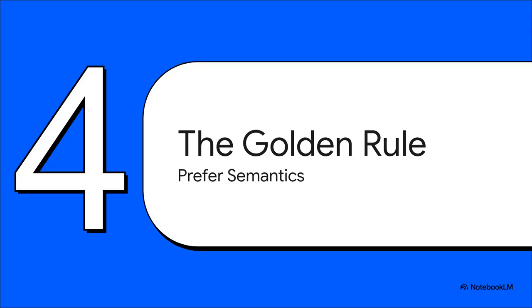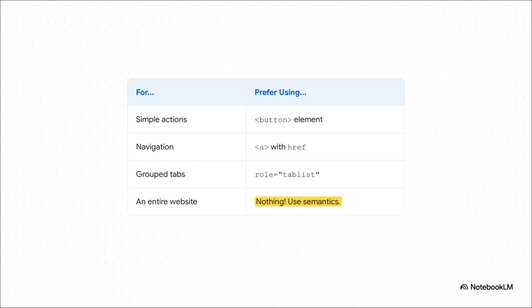So if role equals application is almost always the wrong tool for the job, what's the right one? Well, the answer, like it so often is in web dev, is to just get back to the basics. Instead of trying to reinvent the wheel, it's so much better to use the tools that are designed to work with assistive technology from the get-go. A native button element already knows how to work with the keyboard. An A tag is the universal sign for go here. And ARIA roles like tab list have all the expected keyboard behaviors already baked right in.